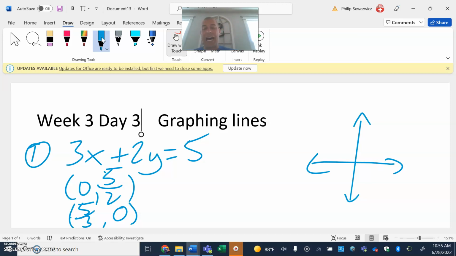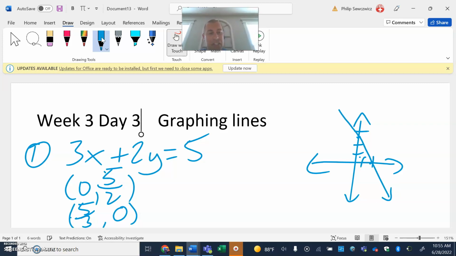So I can plot 2.5. Good estimate. So 0, 5 halves. So at 0, don't go left to right, go up 2.5. So 1, 2, 3. I'm going to be right there in the middle. Okay, 5/3. Go to the right 1 2/3. So to the right 1, there's 2. So right about there. All right, there we go. And my line's going to look something like this.